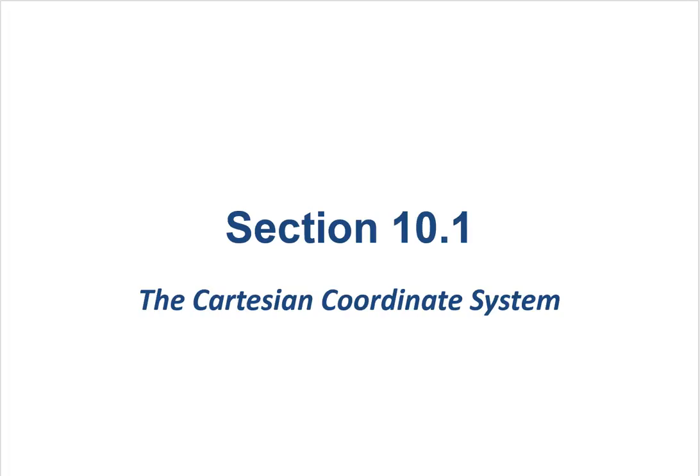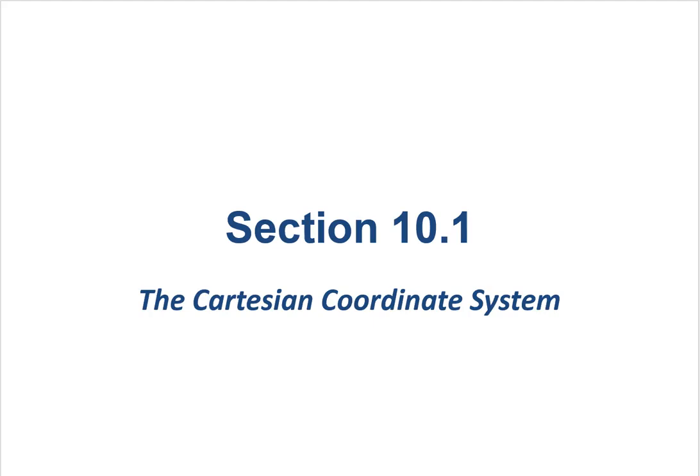Okay, section 10.1, the Cartesian coordinate system. Basically, we're going to get into graphing. Okay, this might be new to some people. I don't know if this is going to be reviewed from another class, but this is one of the bases of, not English teacher, of algebra.